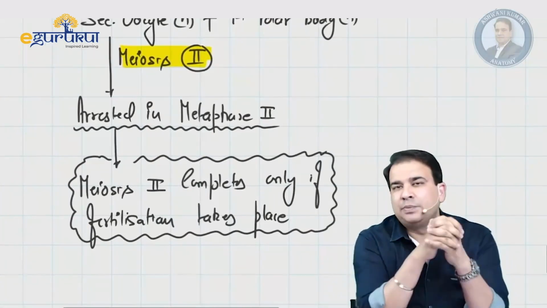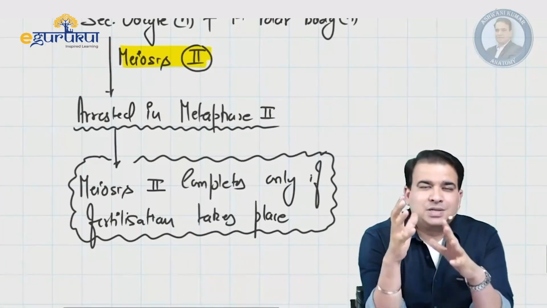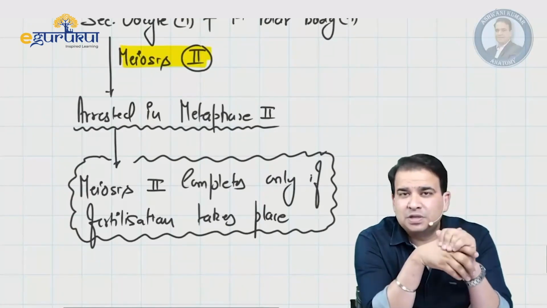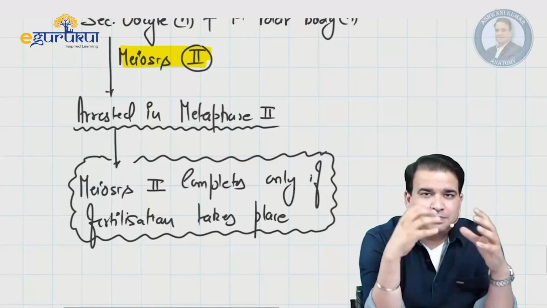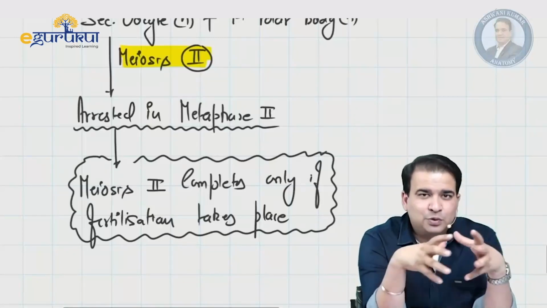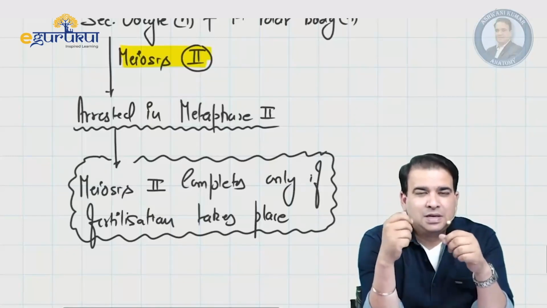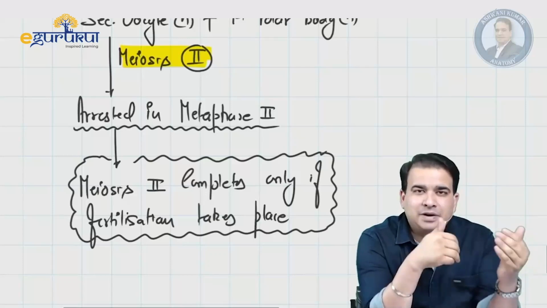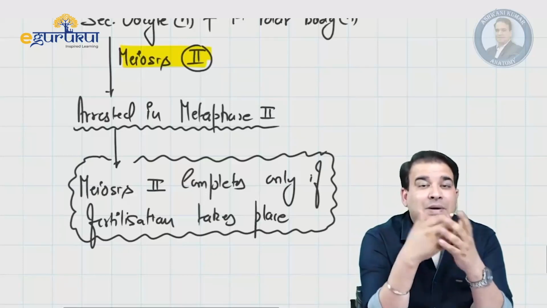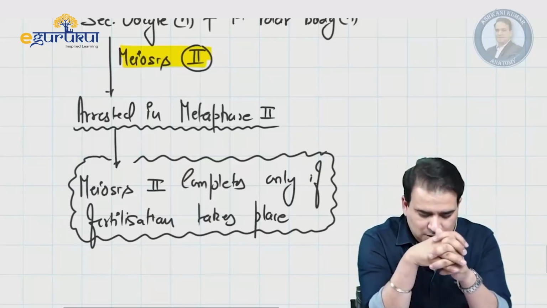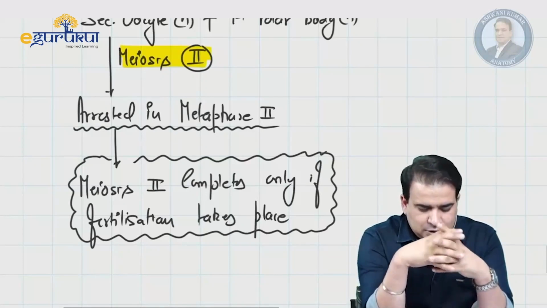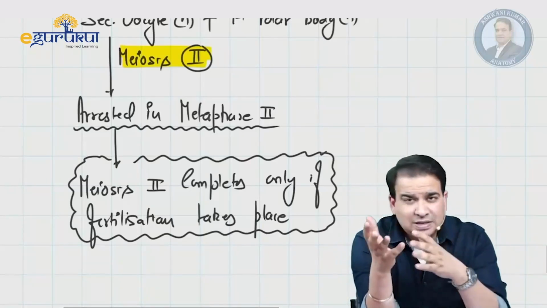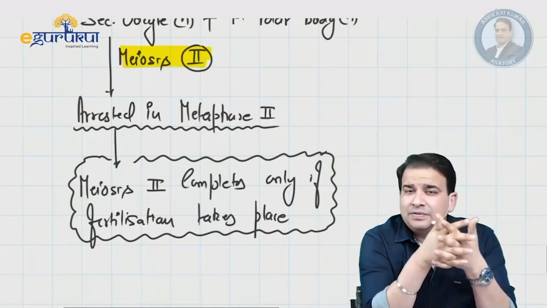So this is about the process of spermatogenesis and the process of oogenesis. As I said, the chances of questions on oogenesis are more because the entire process of oogenesis was arrested twice. Primary oocyte was arrested in prophase 1, and secondary is arrested in metaphase 2. So knowing this, spermatogenesis and oogenesis, and we said meiosis 2 completes only if fertilization takes place.